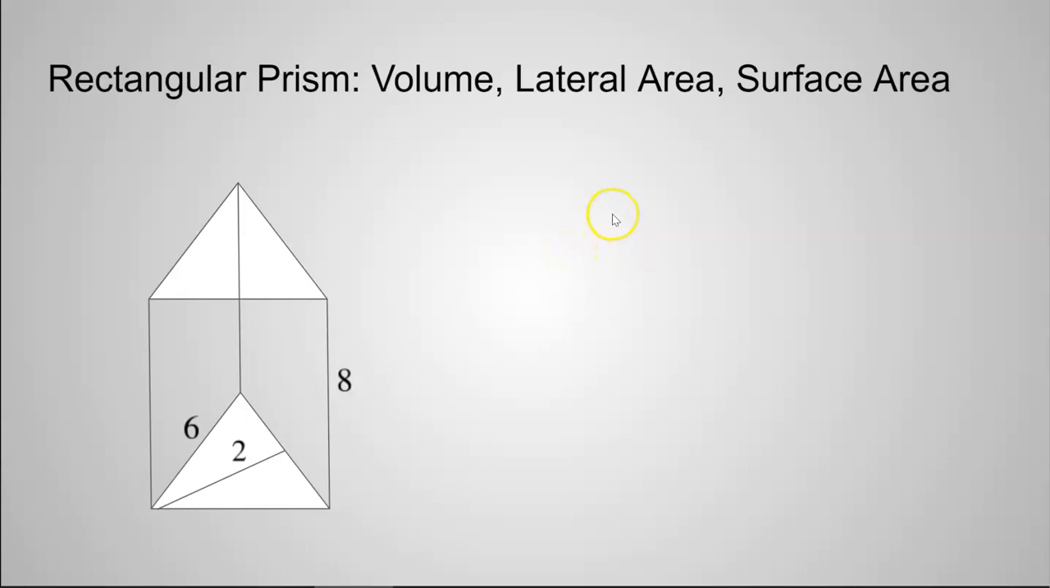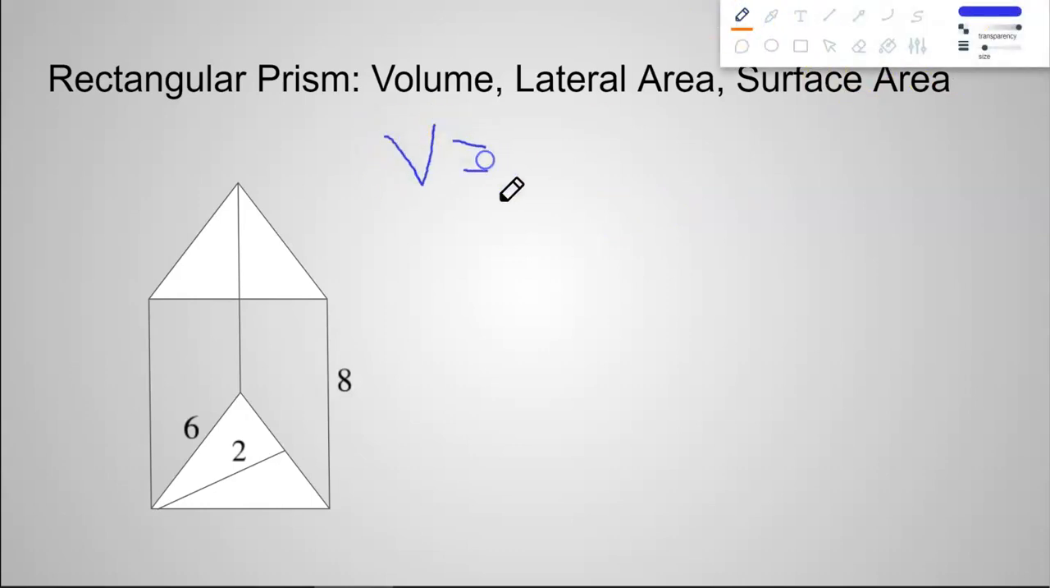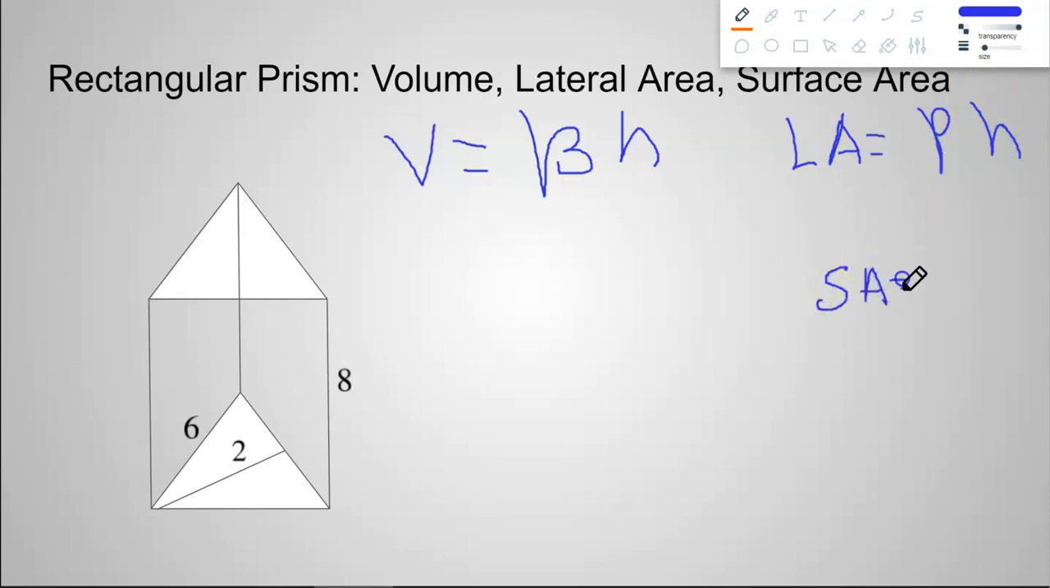So let's find our formulas. What is it we need for the formulas? Well, the very first formula I have is the formula for the volume. And this one is the area of the base times height. Now, what is height? Height is how tall this thing is. I also have a formula for lateral area. This is perimeter of the base times height. And of course, surface area is lateral area plus 2 times area of the base.